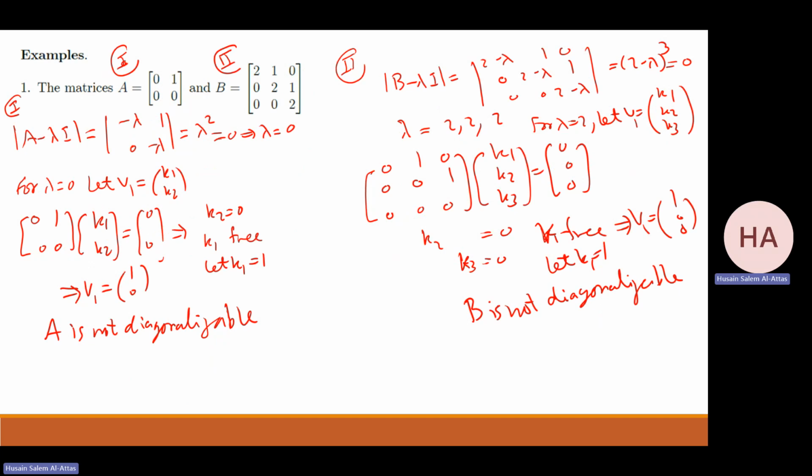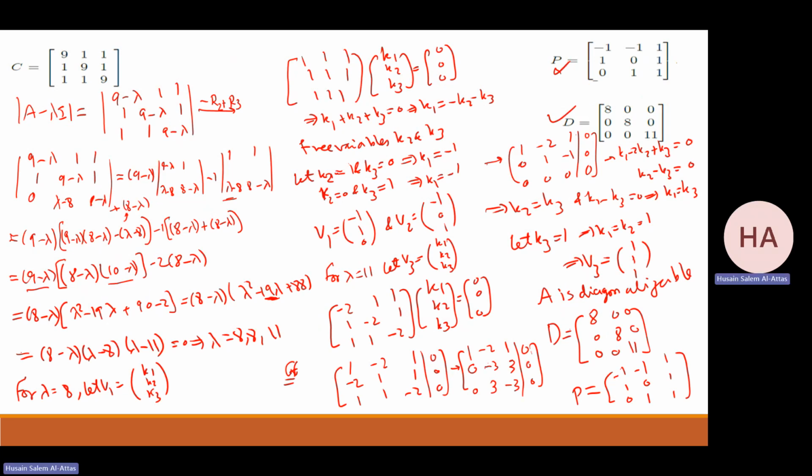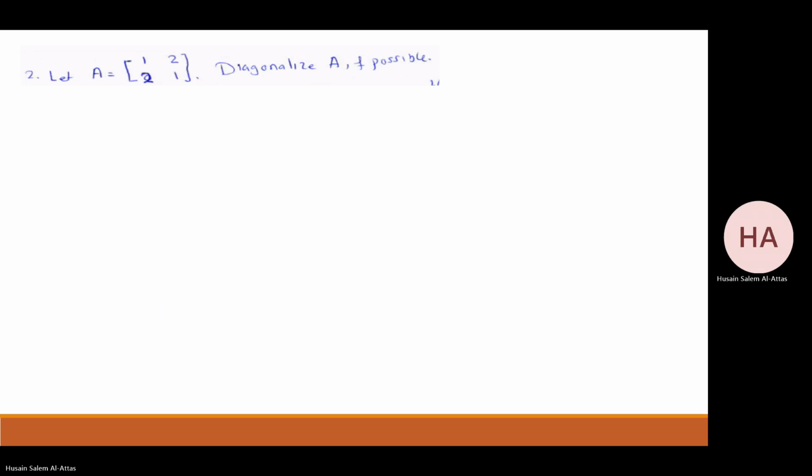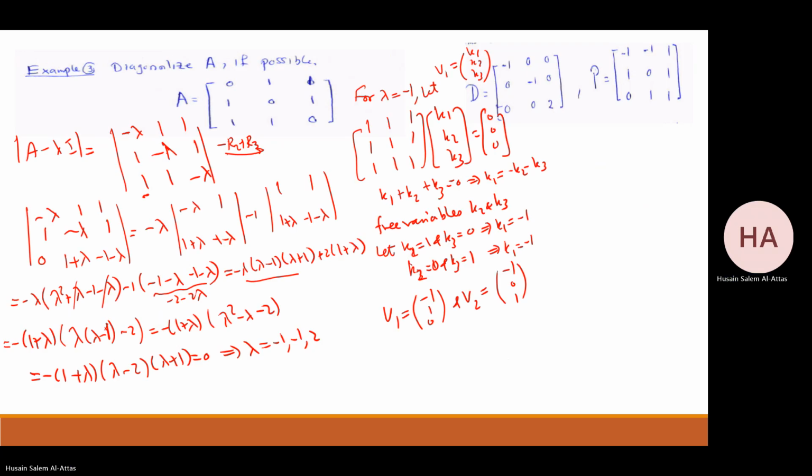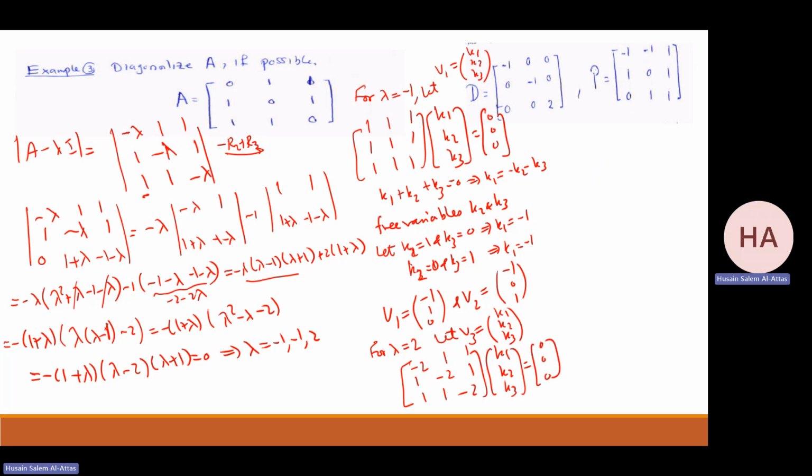I think we did something similar like this. Was it the same matrix or different? It's the same, I think. Yeah. So now we go to lambda equal 2, V3 now, with K1, K2, K3. So what will happen in this case? What will the system be? Minus 2, 1, 1; 1, minus 2, 1; 1, 1, minus 2, times K1, K2, K3, equals 0, 0, 0. By the way, this is the same system we did before.